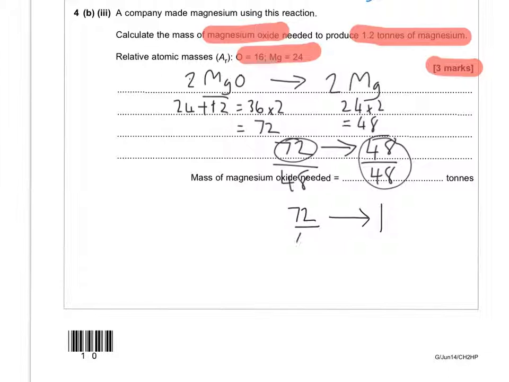Don't have a calculator, so just have to work that out. And then what we'll do is we'll times it up to get our 1.2 tons. So again, what we do to one side, we've got to do to the other. So it would be 1.2 times 72 over 48 would be our answer.